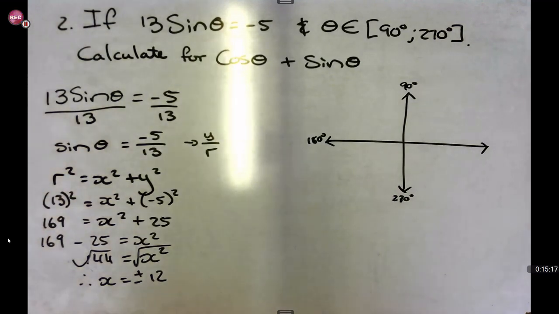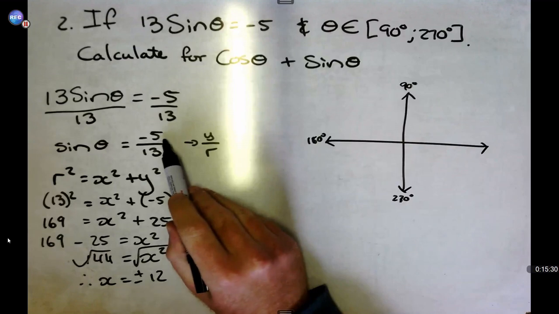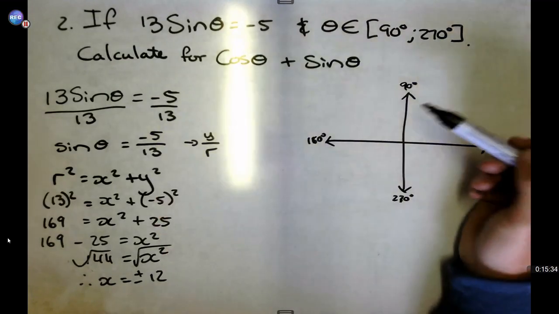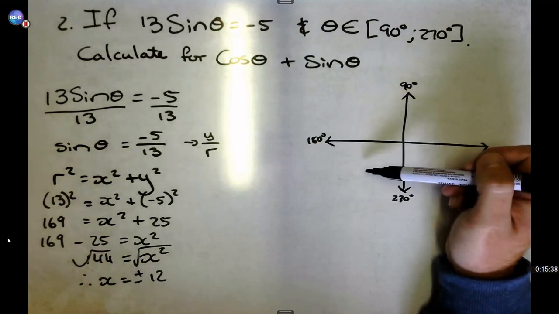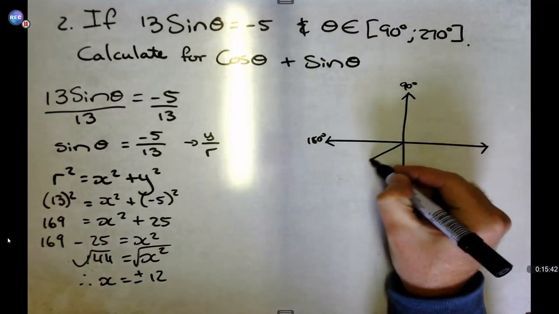Now, they've asked us to calculate the value of cos theta plus sin theta. Okay. They've given you the y value already, and the y value is negative. In the second quadrant, the y value is positive. In the third quadrant, the y value is negative. So it's going to be the third quadrant that we're working with.